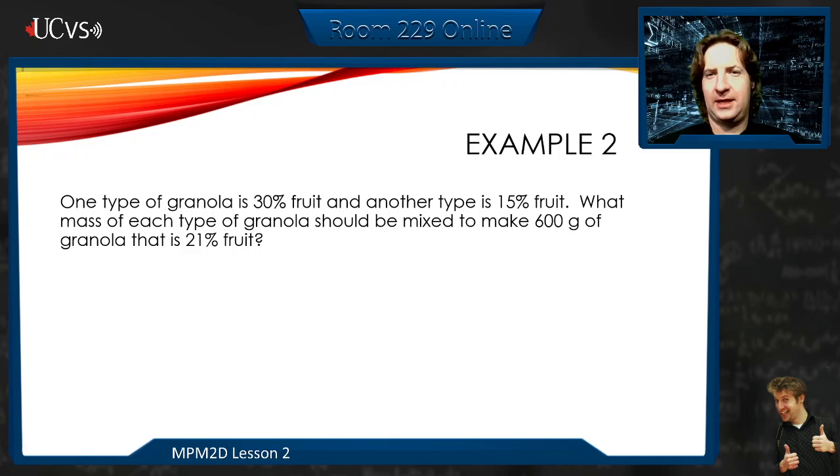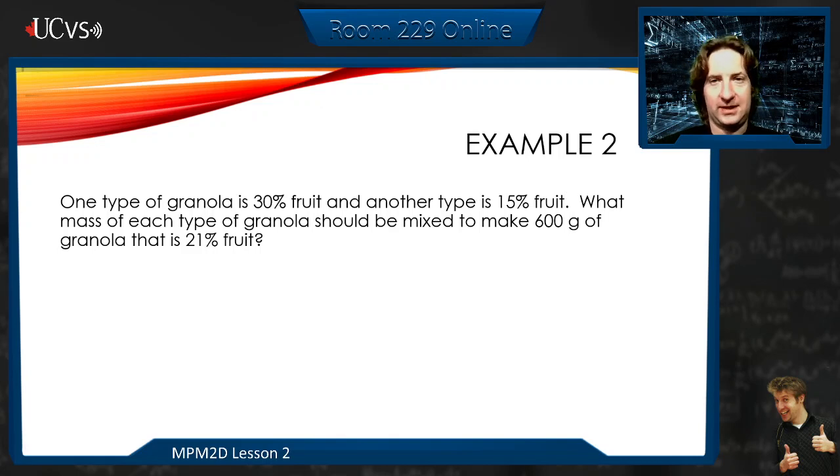Okay, so in this case, let's read it. One type of granola is 30% fruit. The other type is 15% fruit. What mass of each type of granola should be mixed to make 600 grams of granola that's 21% fruit? So you see, we have to get somewhere in between. There's 30%, there's one that has a lot, the one that only has 15, and we want something in between. So we need to make up 600. Do we get 300 and 300, 200 and 400? What's the ratio that we need to get this amount of fruit?